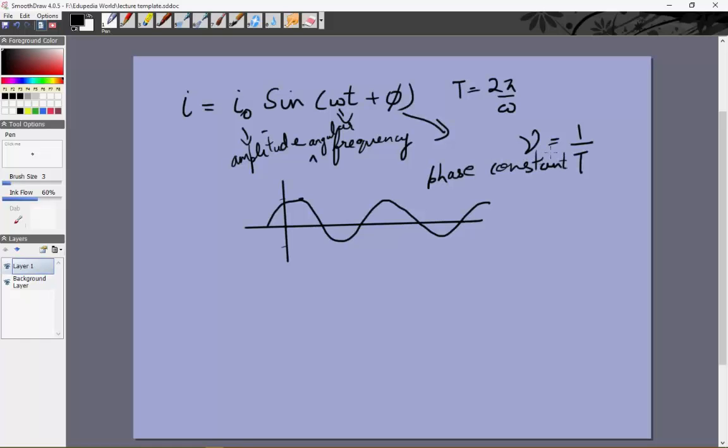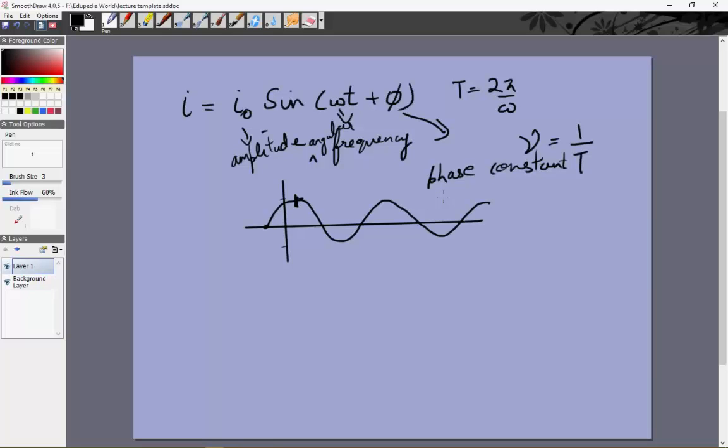We've seen this before in simple harmonic motion as well. Phase constant simply tells us what was the time when we chose t is equal to 0. If we chose this point to be t is equal to 0, then phase would be 0. If we chose this point to be t is equal to 0, then phase might be pi by 2. Right? So if t is equal to 0, I is equal to I naught sine phi, and that depends on where we choose our t is equal to 0 line.